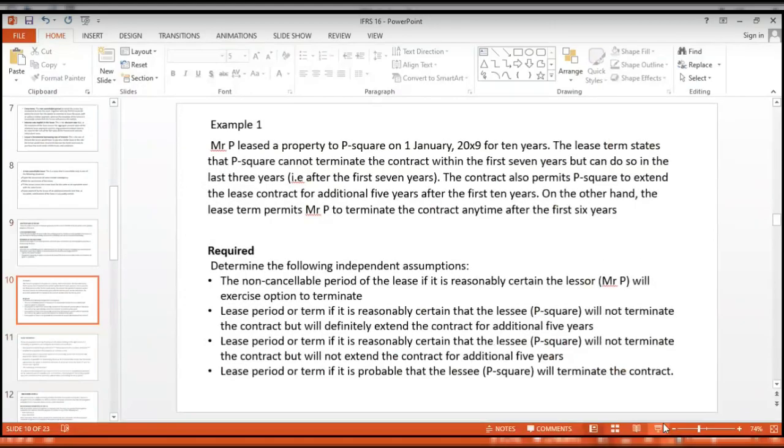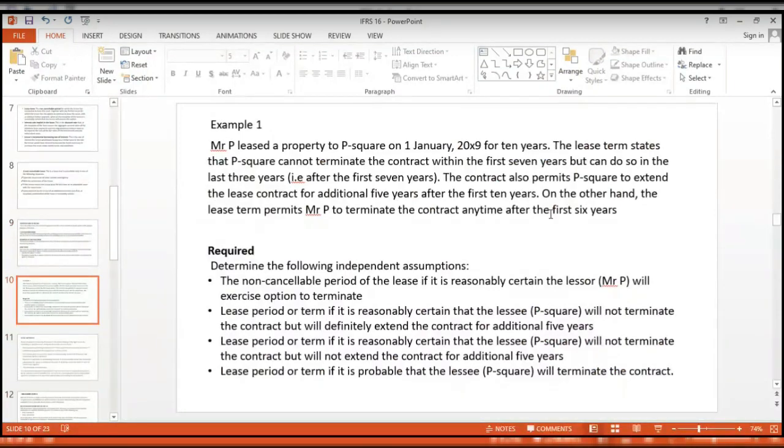So let's look at example 1 in this circumstance. Good morning, Mr. David. You are welcome. Example 1. It says Mr. P leased the property to P Square on 1st January 20X9 for 10 years. The lease term states that P Square cannot terminate the contract within the first 7 years, but can do so in the last 3 years. You can see, it is a 10 years arrangement. There is a non-cancelable period. You can't cancel it for 7 years, but within the 3 years, the later part, you may. Then the contract also permits P Square to extend the lease contract for additional 5 years. That is after the first 10 years.